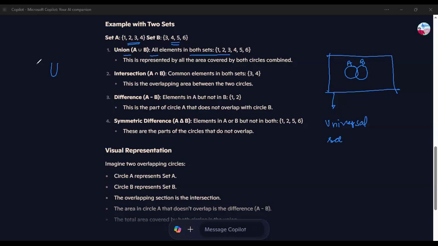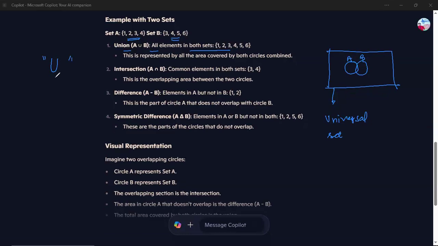Okay. And it is represented by U. Union of sets. If we have to take the union of A and B, how will we write it? A union B. So this particular set is now a new set, which is the union of set A and B. That's how it is represented.